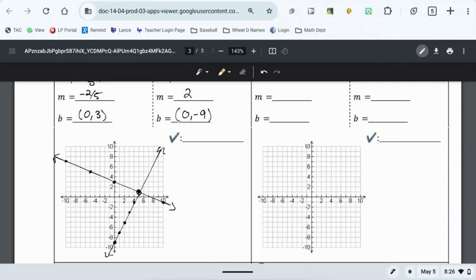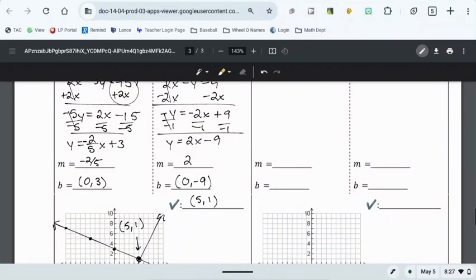And there we have it. So our solution is where the two lines intersect, which is the coordinate (5, 1). And now we're going to check that. Make sure we solved everything correctly and then graphed it correctly.